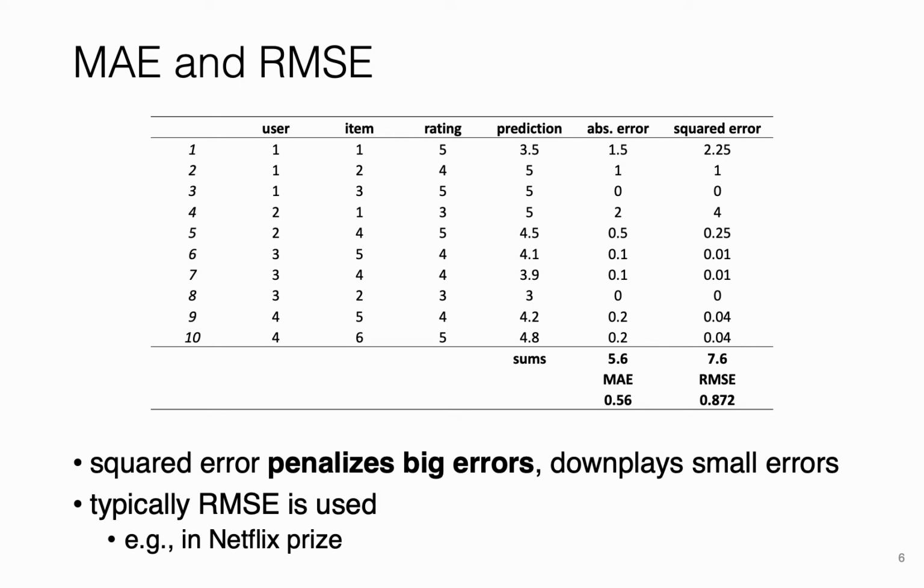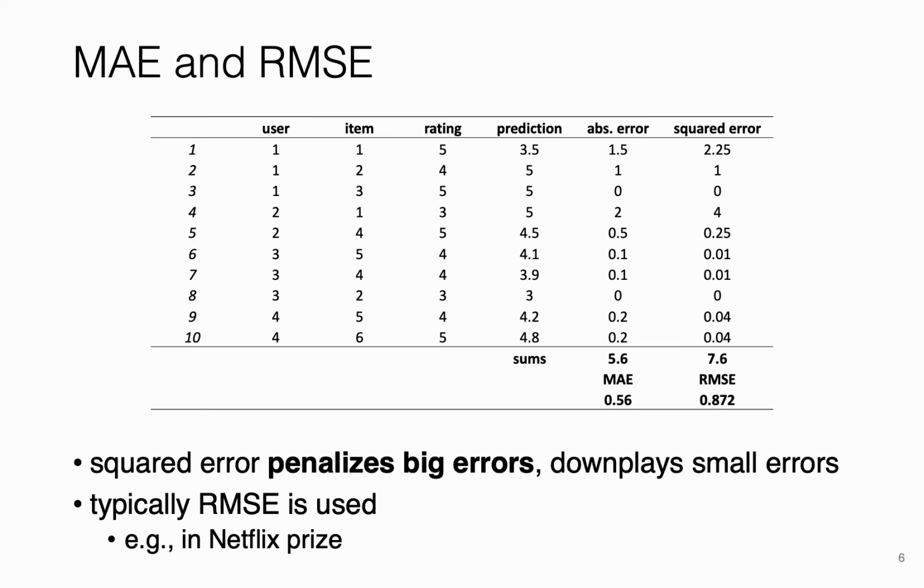Let's see an example with 10 ratings. The user ID and item ID are shown as the second and third columns. The next 2 columns present the known rating and the predicted rating. The last 2 columns contain the absolute and squared error respectively.